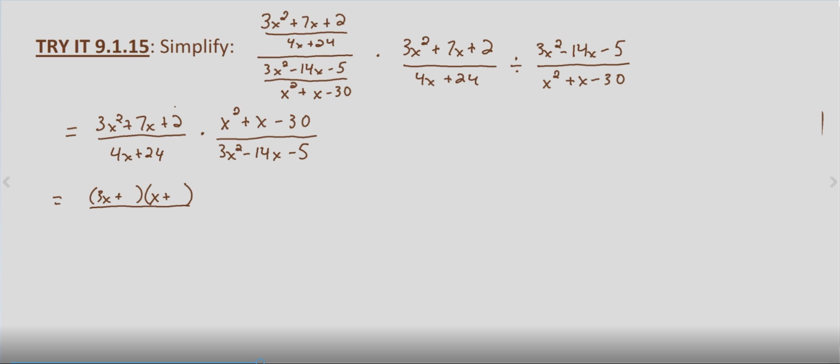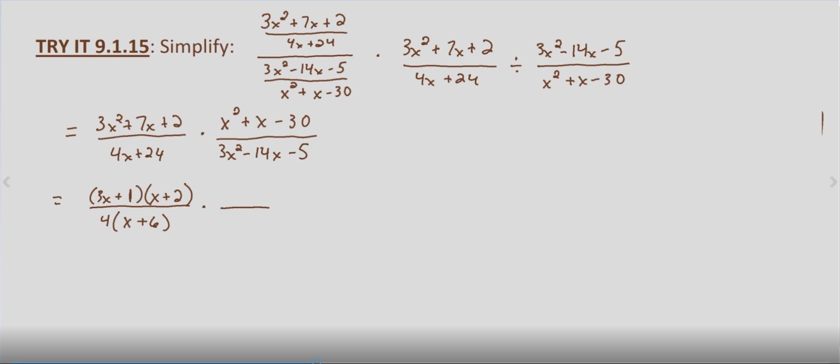Now, what are the factors of 2? It's just 1 and 2. So we know it's either going to be 3x plus 2 times x plus 1, or 3x plus 1 times x plus 2. And if you use trial and error, you will see that 3x plus 1 times x plus 2 is the factorization. With our denominator in our first rational expression, we have a common factor of 4. So we'll factor out the 4, and that leaves us with 4 times x plus 6.